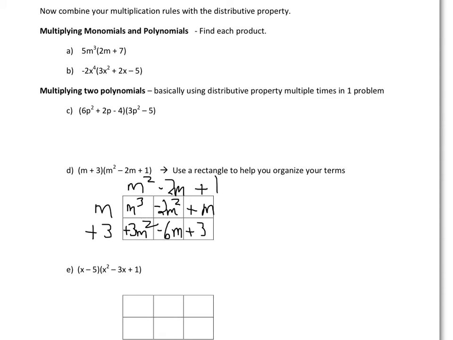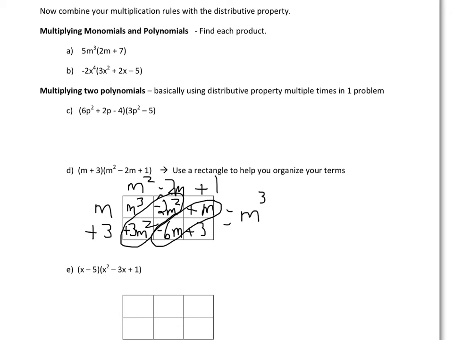Now we look to see if we have any like terms, and if we do, we combine them. Normally, like terms will show up on the diagonal. I have a couple of terms that are m squared, and I have a couple of terms that are m to the first. So if I write this now in descending order, my term with the largest exponent is in the top left. That's m to the third.